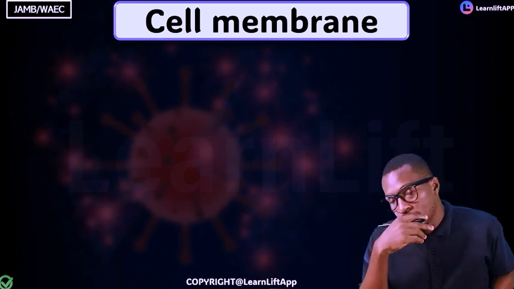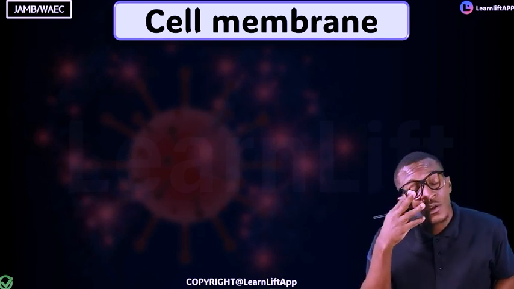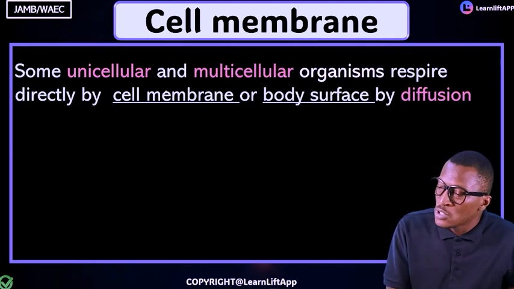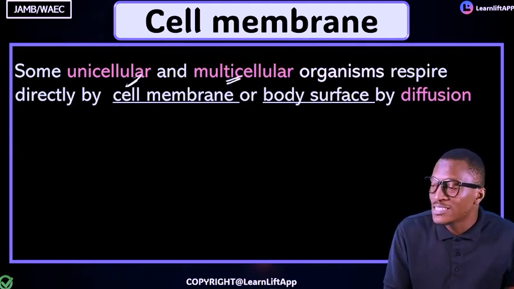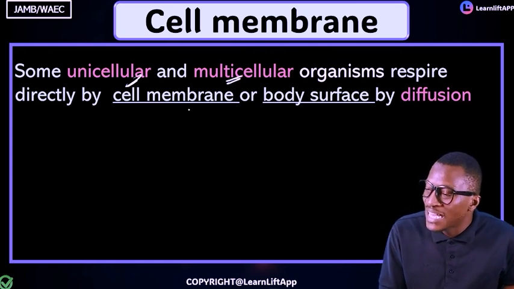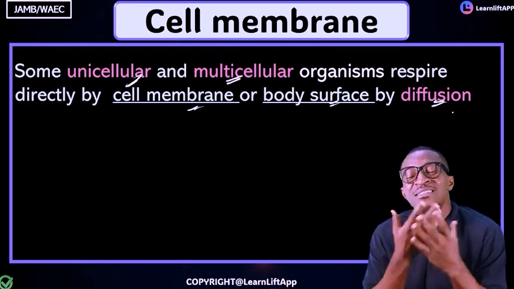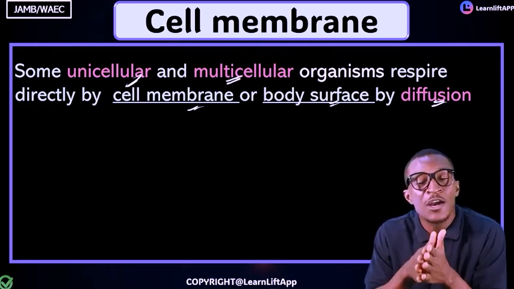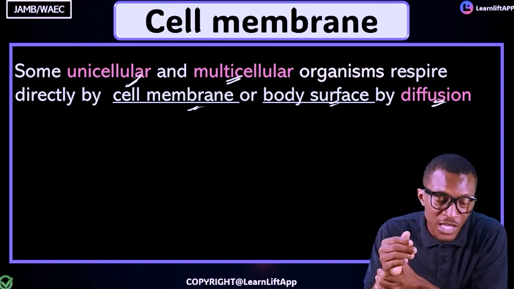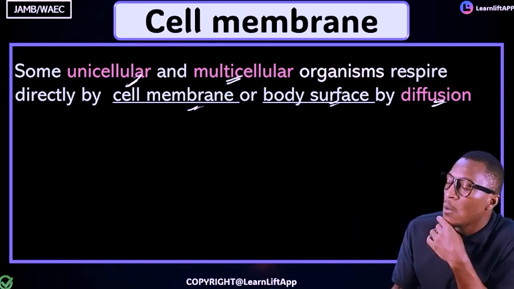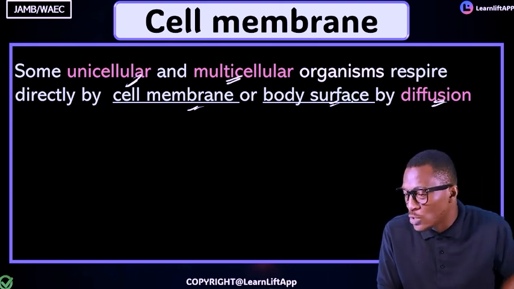Let's start with the first one. Multicellular and unicellular organisms use the cell membrane. Some unicellular and multicellular organisms respire with their cell membrane or body surface by diffusion. Why is this so? Because these organisms are not well developed. That is what we call direct external respiration. They don't have complex structures, so they respire by their cell membrane, their body surface, or their tissue. Are you seeing that?